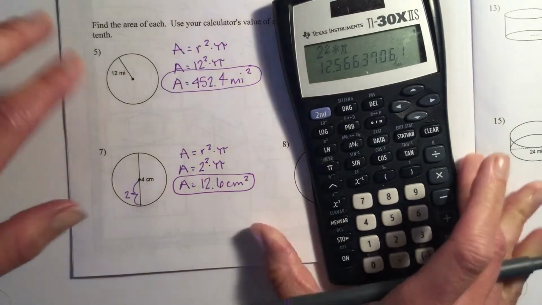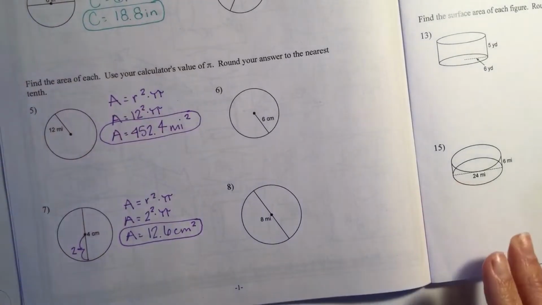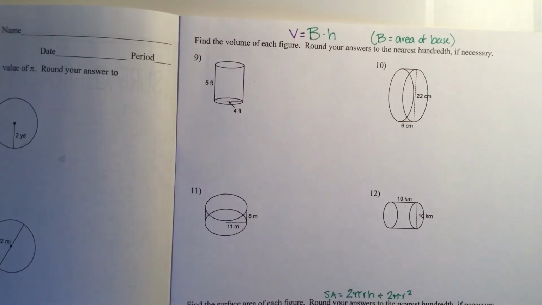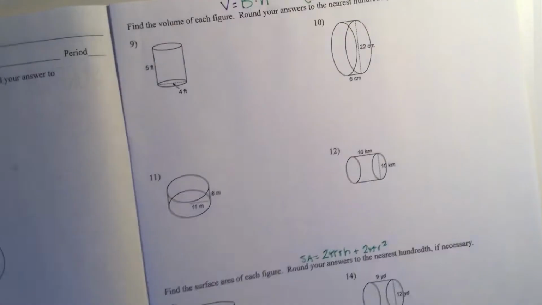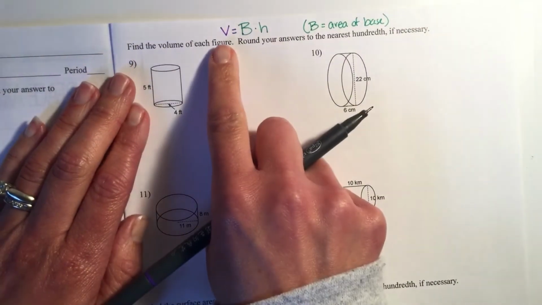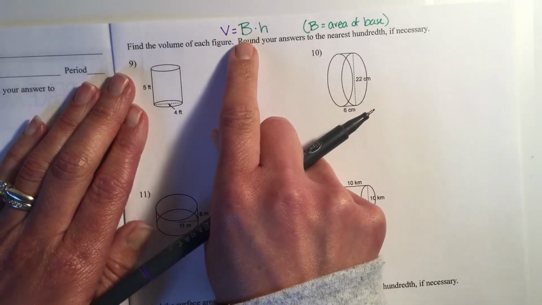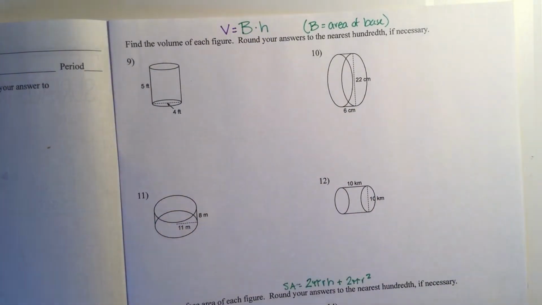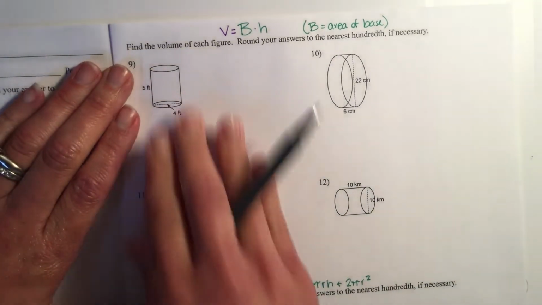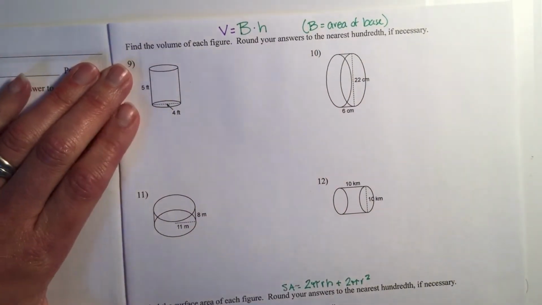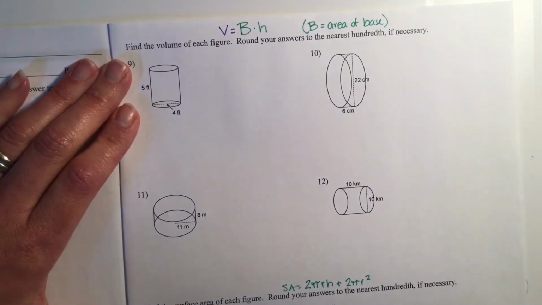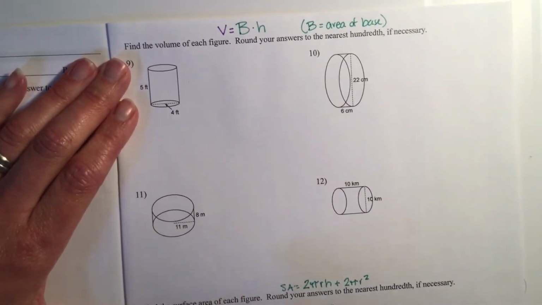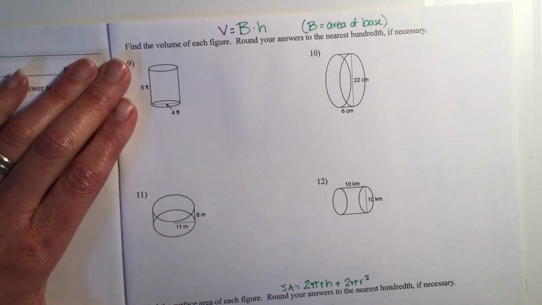There we go. Okay, then we went on to volume. Okay, volume of a cylinder follows this formula. Volume equals the area of the base times height. Okay, that means you have to find the area of whatever base you are using here. We have a cylinder, so our base is a circle. So I am going to do number 10 and number 11.